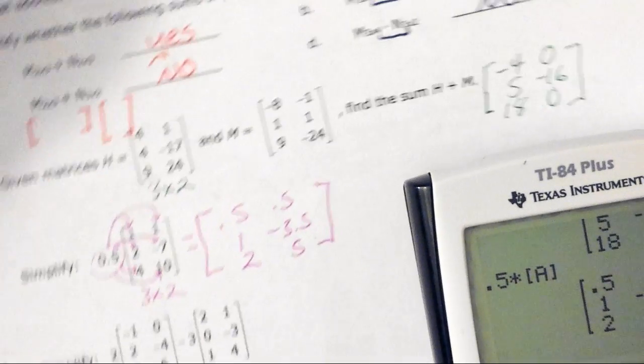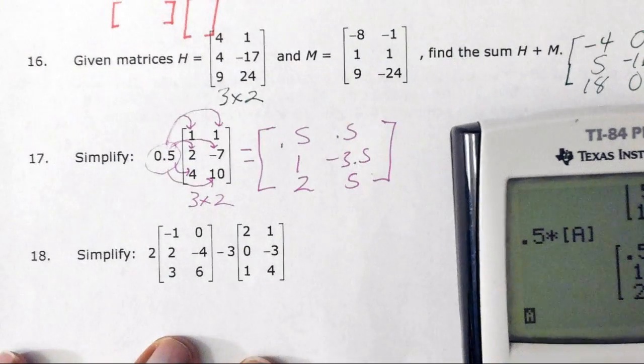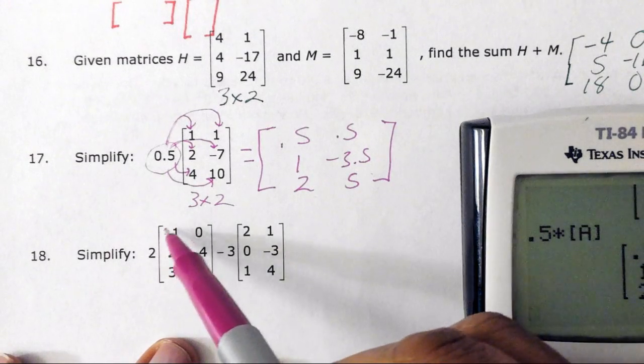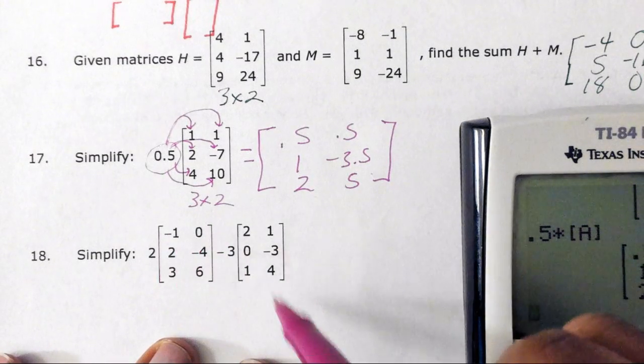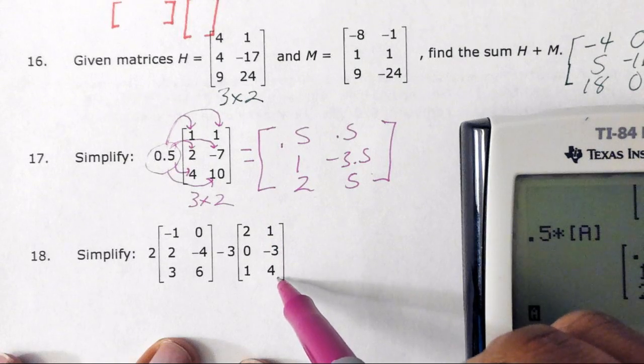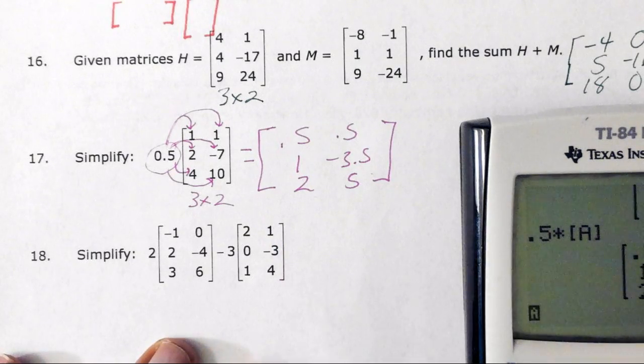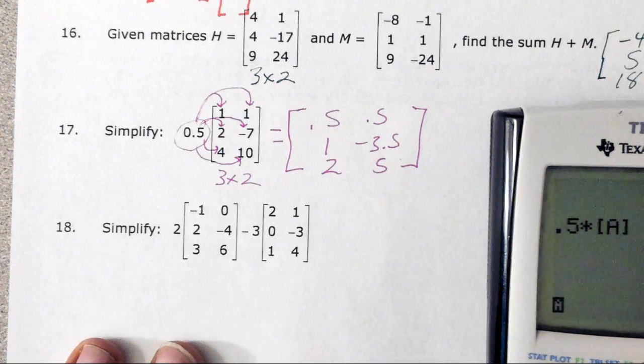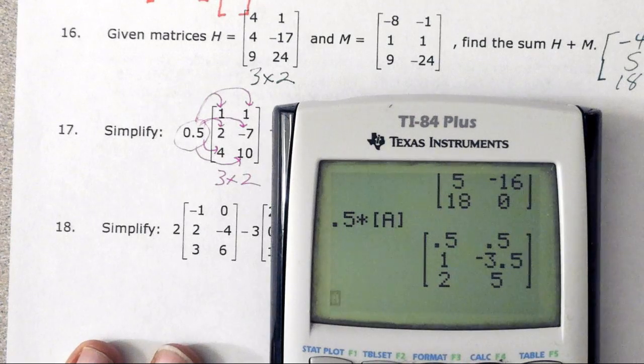To do our next problem, we're going to do the same process. Could you do this without the calculator? Sure. If you multiply each entry by 2, multiply each entry by 3, and then take your two matrices and go entry to entry and subtract. You could do that. Perfectly fine. But I'm going to use my handy dandy calculator.